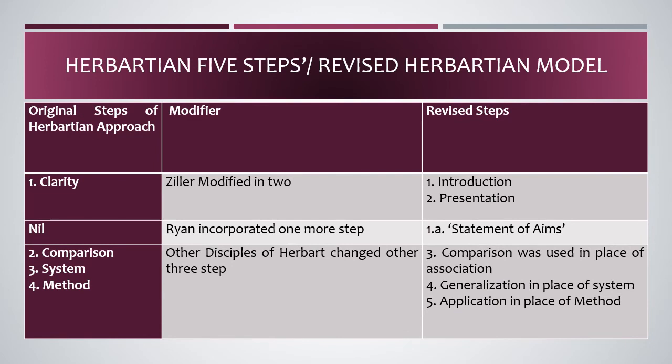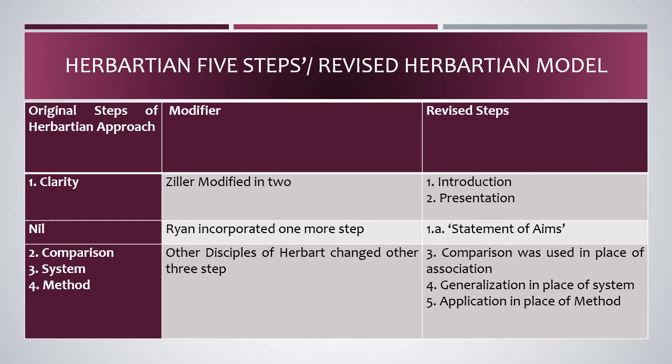So now let's see Herbartian five steps, or the revised Herbartian model. While Herbart emphasized only four steps, his followers modified the four steps. Zeller, a disciple of Herbart, divided the first step, that is clarity, into two, that is introduction and presentation. Then Ryan incorporated one more step termed statement of aims in between these two.